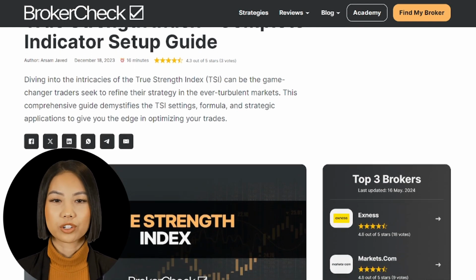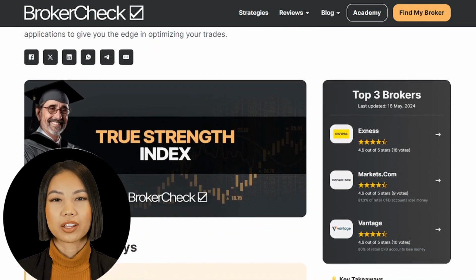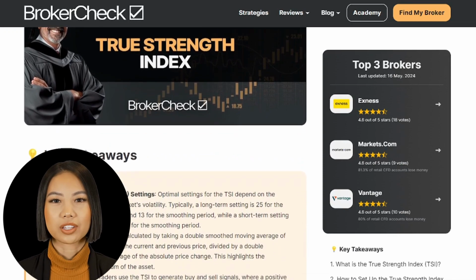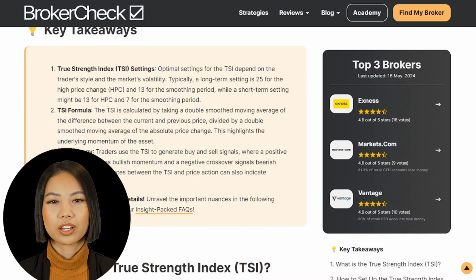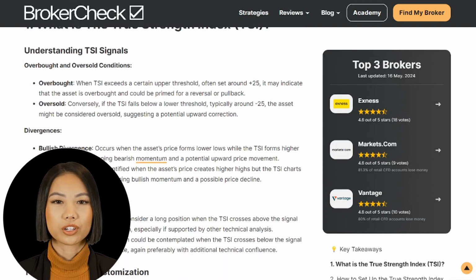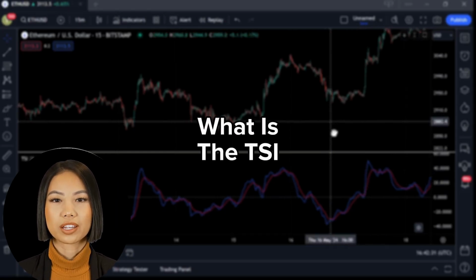Today we're exploring the True Strength Index, TSI, a momentum oscillator that can refine your trading strategy. We'll discuss what TSI is, how to set it up in TradingView, the best settings for different timeframes, interpreting buy and sell signals, combining TSI with other indicators, and essential risk management tips. What is the True Strength Index?